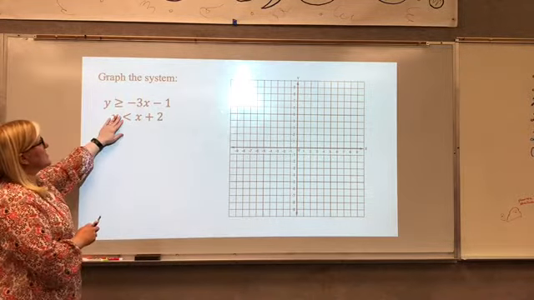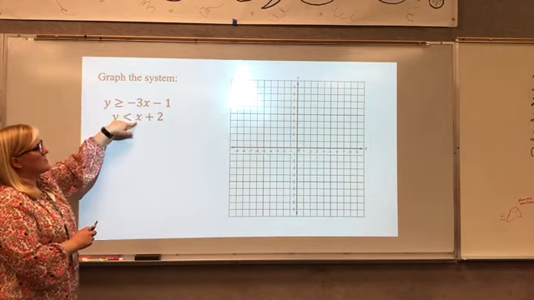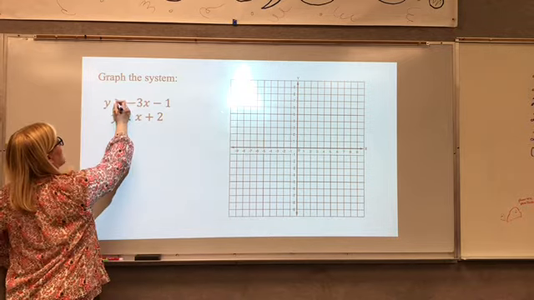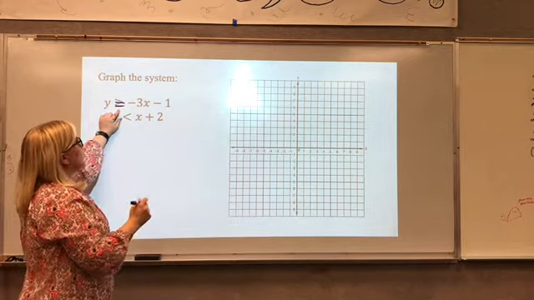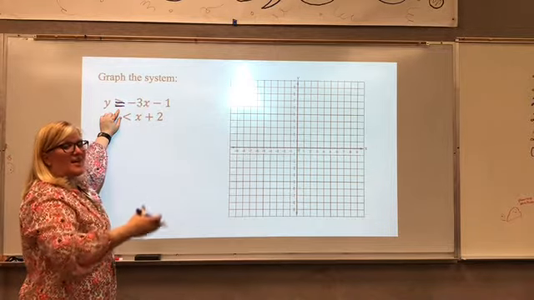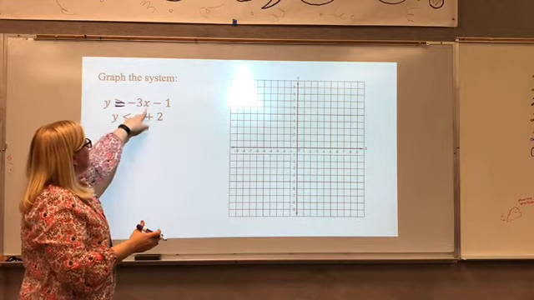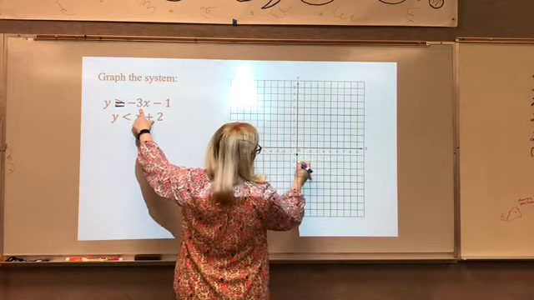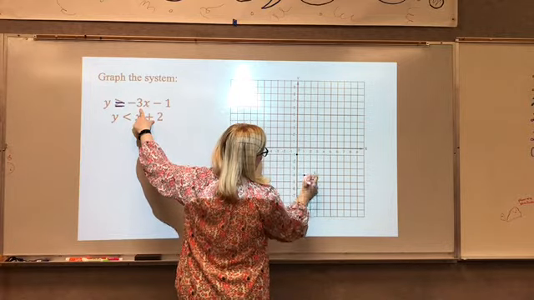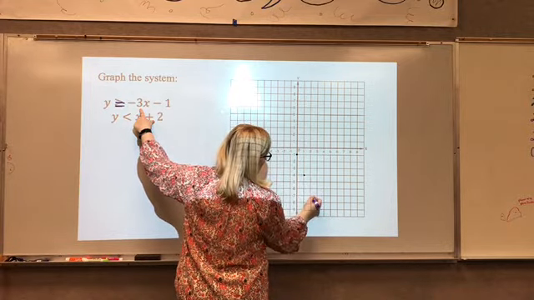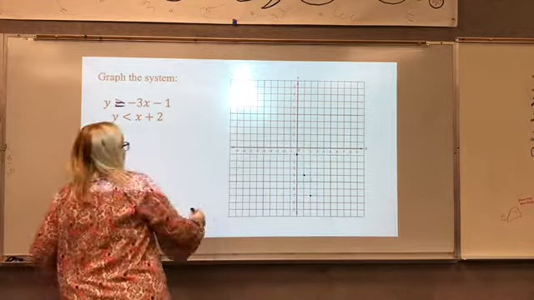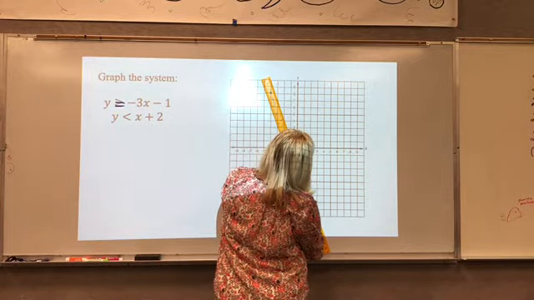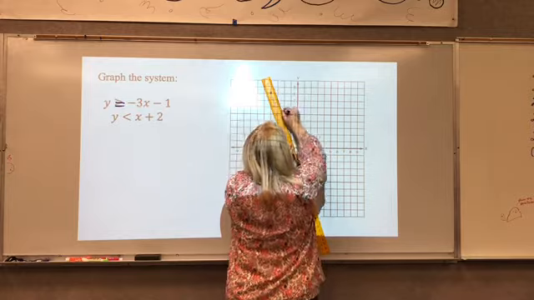So, okay, graph the system. I'm gonna graph both of these and I'm gonna see where they overlap. So first of all, I'm gonna treat this one as if it's an equal sign right here. Now it is a greater than or equal to, so it's going to be a solid line. So I have -1, that's my y-intercept, and my slope is -3. So down 3, over 1, down 3, over 1. So here is my line for this.